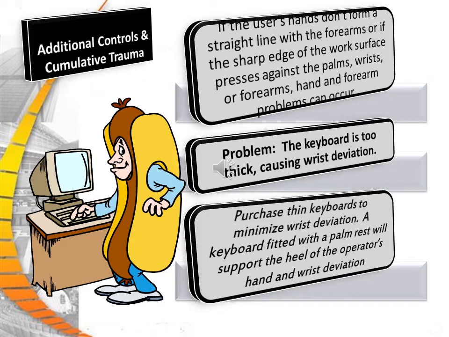If the user's hands don't form a straight line with the forearms, or if the straight edge of the work surface presses against the palms, wrist, or forearms, hands and forearm problems can occur. The problem is that the keyboard is too thick, causing wrist deviation. Purchase thin keyboards to minimize wrist deviation, with a keyboard fitted with a palm rest supporting the heel of the operator's hand and wrist deviation.